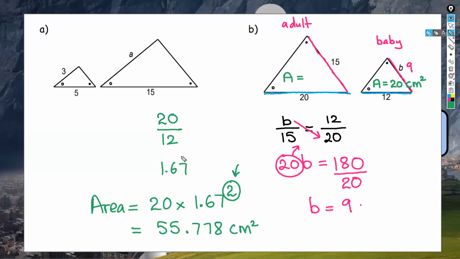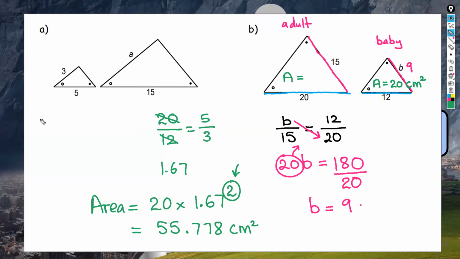So how did we get the 1.67? Remember, we just typed in 20 divided by 12, but then we could reduce this. What could go into 20? 4 goes into 20 and 4 into 12 is 3. I think everyone by now knows how to reduce a fraction.